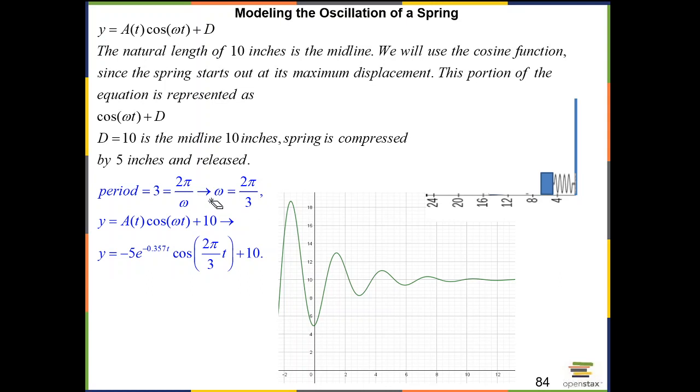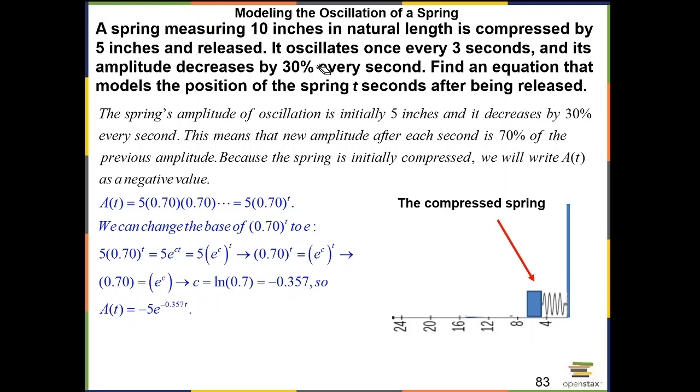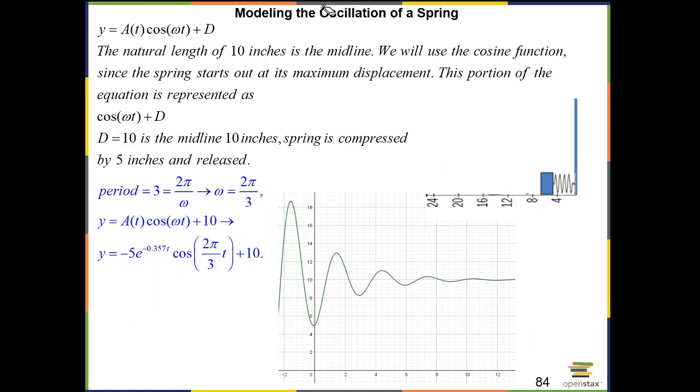So what is omega? Well, we know that the period is 3 because we were given that. Right here it says it oscillates once every 3 seconds. That means the period is 3 seconds. So 2 pi over omega is the period. So omega has to be 2 pi over 3. And we have the amplitude function.